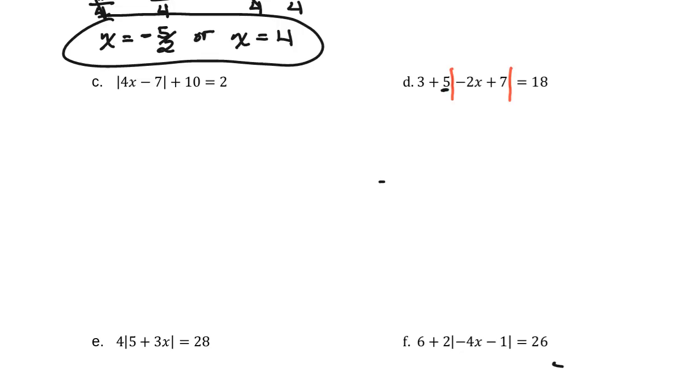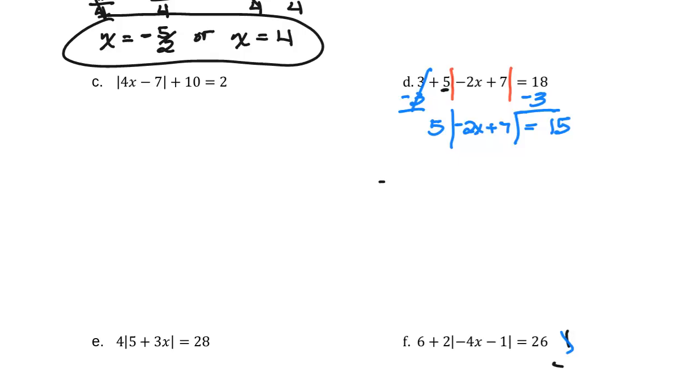So first of all, step 1, we want to undo any addition or subtraction that's outside of the absolute values. So this 3 is being added, so we need to subtract 3 and subtract 3 over here. This is reverse order of operations. When you're solving an equation, you use reverse order, so you undo addition or subtraction first. Yes, question? Yeah, so the 3's cancel out. You have 5 times that absolute value, negative 2x plus 7, big absolute value, equals 15.